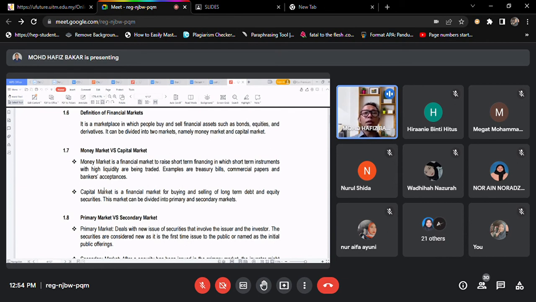Okay, so that's the capital market. Example, property. So it takes a long time. If you want to be involved in property investment, you must have a very huge capital. Okay, very huge capital, because you need to sustain a long time before you get the return. Okay, so let's go to the primary and secondary market.